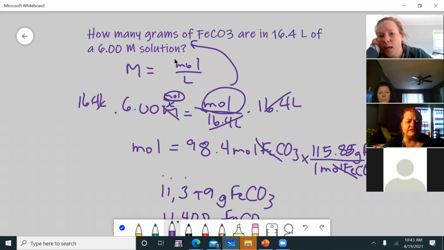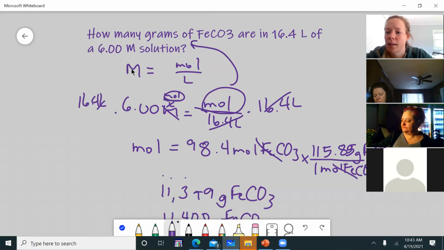Okay. Yeah, so the problem could be a variety of things. It could give you moles and liters and you solve for molarity. It could give you molarity and moles and you solve for liters. It could give you molarity and liters like in this one and you have to solve for moles or grams. So it's just a 3 variable equation. Just like back in the day where we had like Q equals mCΔT, right? And you were given 3 of the 4 variables and you solve for the 4th.